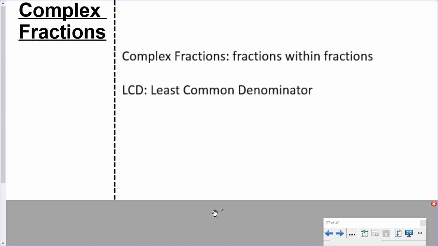Now, there are two different ways you could go about working these out. I'm just going to give you the one that's the least amount of work. But if you don't like this one, you can always come and see me before school, after school, or during homeroom, and I can show you how to do it the longer way. Okay.